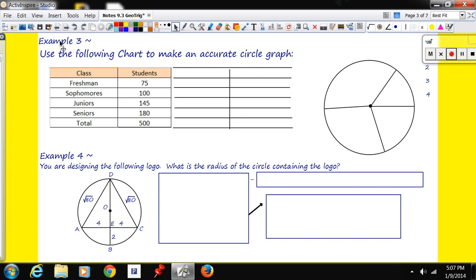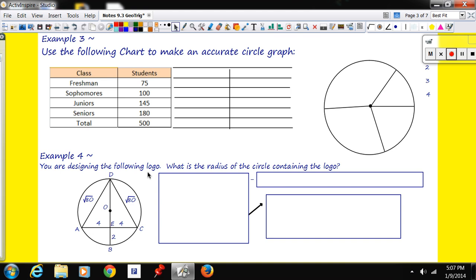Okay, let's talk about making a circle chart. A circle chart or a pie chart breaks a circle up into percentages. And for us, we're going to need to take that percentage and turn it into a degree angle so that we have the degree arc as well.